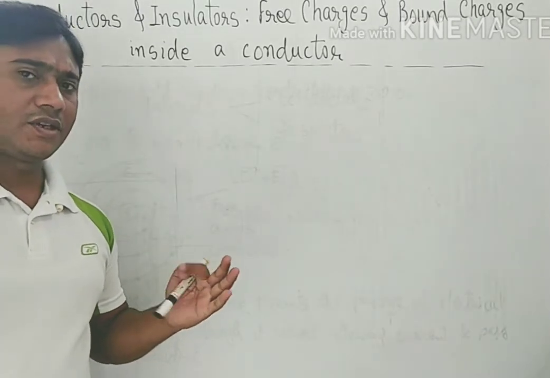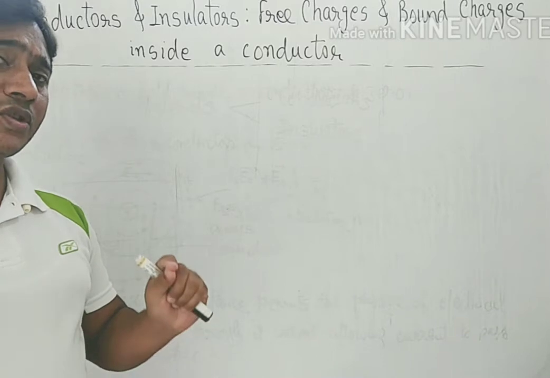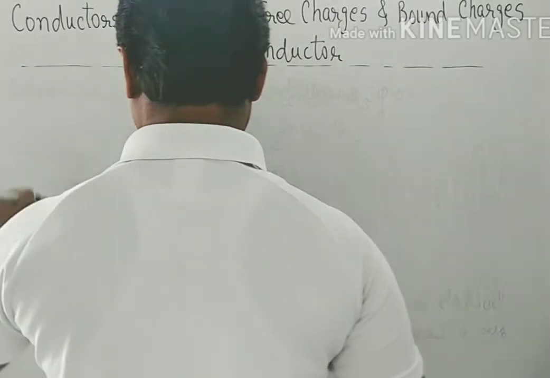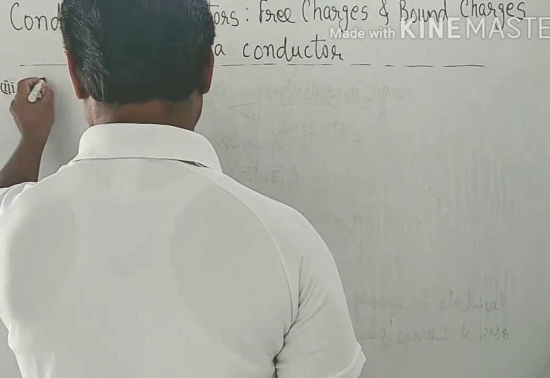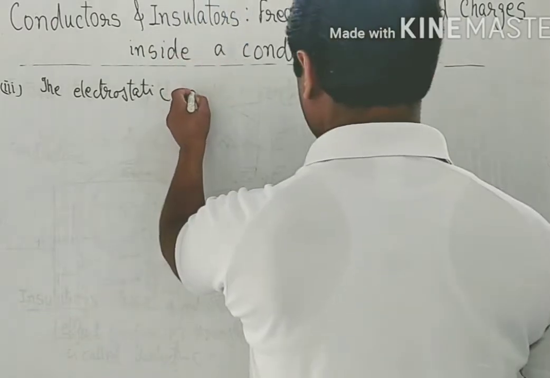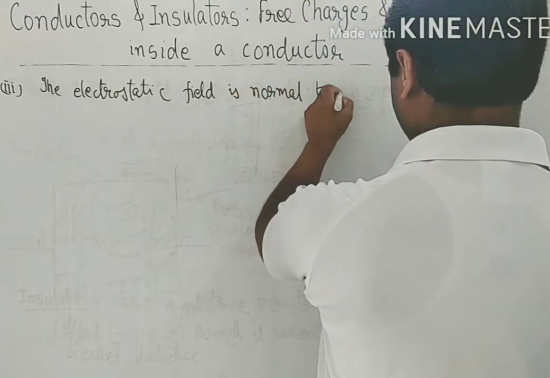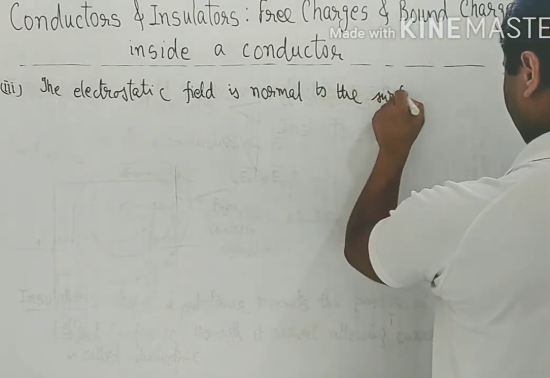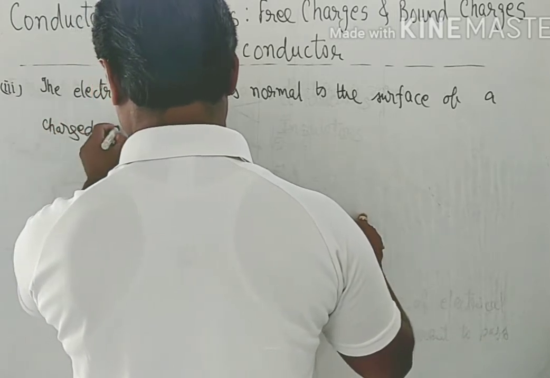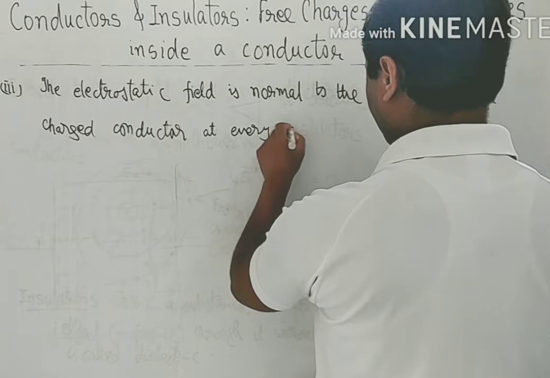Now for the third characteristic or third fact about this conductor, we can say the electric field at any point on the surface of the charged conductor is always normal to the surface. So let me write this. Third number, the electrostatic field is normal to the surface of a charged conductor at every point.